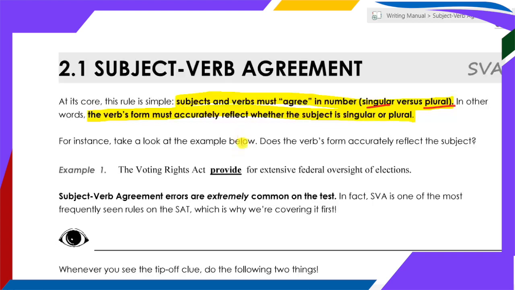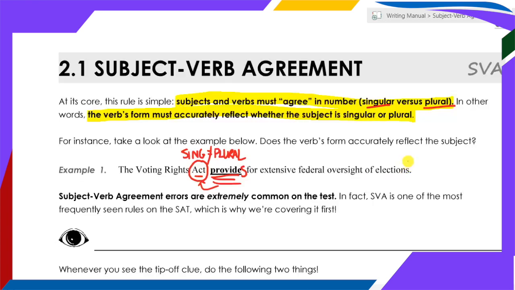So we would have to ask ourselves, what is the subject of this verb provide? The answer is that the subject of that verb provide is this word act. That word act is singular, yet provide would be the form of the verb that we would use for plural subjects. So we have a lack of agreement here. This subject act and this verb provide do not agree. The sentence should read, the Voting Rights Act provides for extensive federal oversight of elections. Now we have the right form of the verb for our singular subject act.